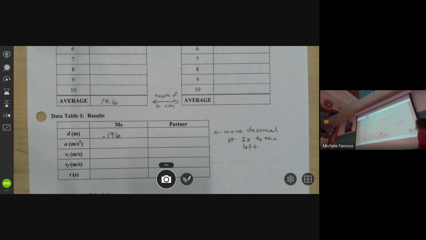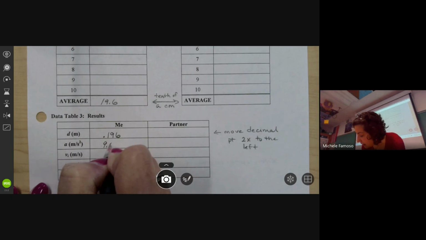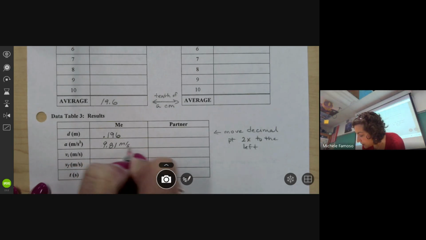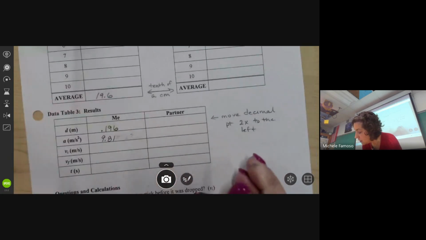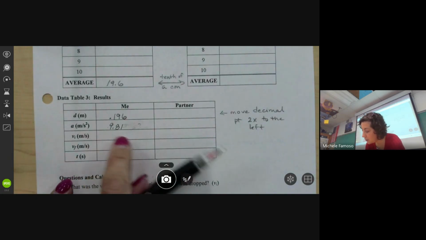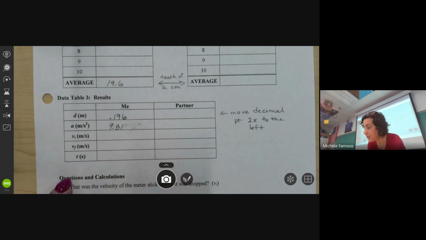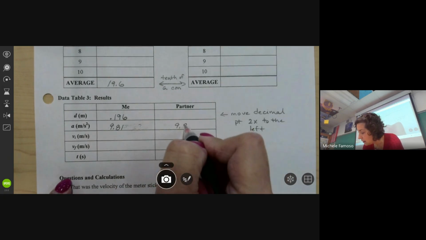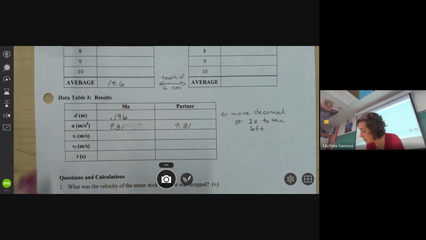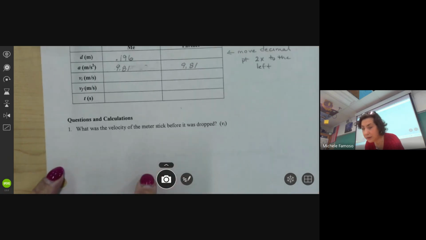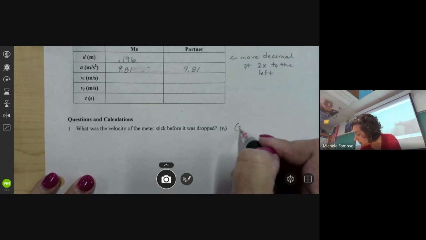Okay, so what we're going to do now, you just told me what the acceleration is. 9.81 meter per second squared. We don't have to write the units. It's already in the column previous. So we just put the number. And then the rest of this you are going to fill out by using the data here. These are your givens. Question 1, I think you're going to answer this in a sentence.